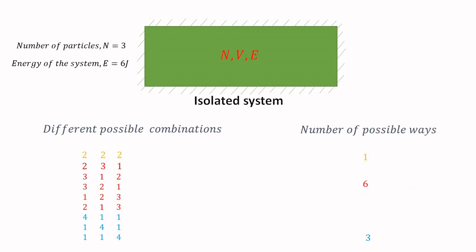Let's do it. Here the number of particles is 3. The energy of the system is 6 joule. This is our isolated system. And remember the previous exception, no particle can have zero or negative energy. So the first possible combination is that the three particles take the same amount of energy, that is 2, 2 and 2. The number of possible ways of doing it is only one. You can arrange 2, 2, 2 in only one way. The first particle will take 2 energy, the second will take the same, and the third will take the same.